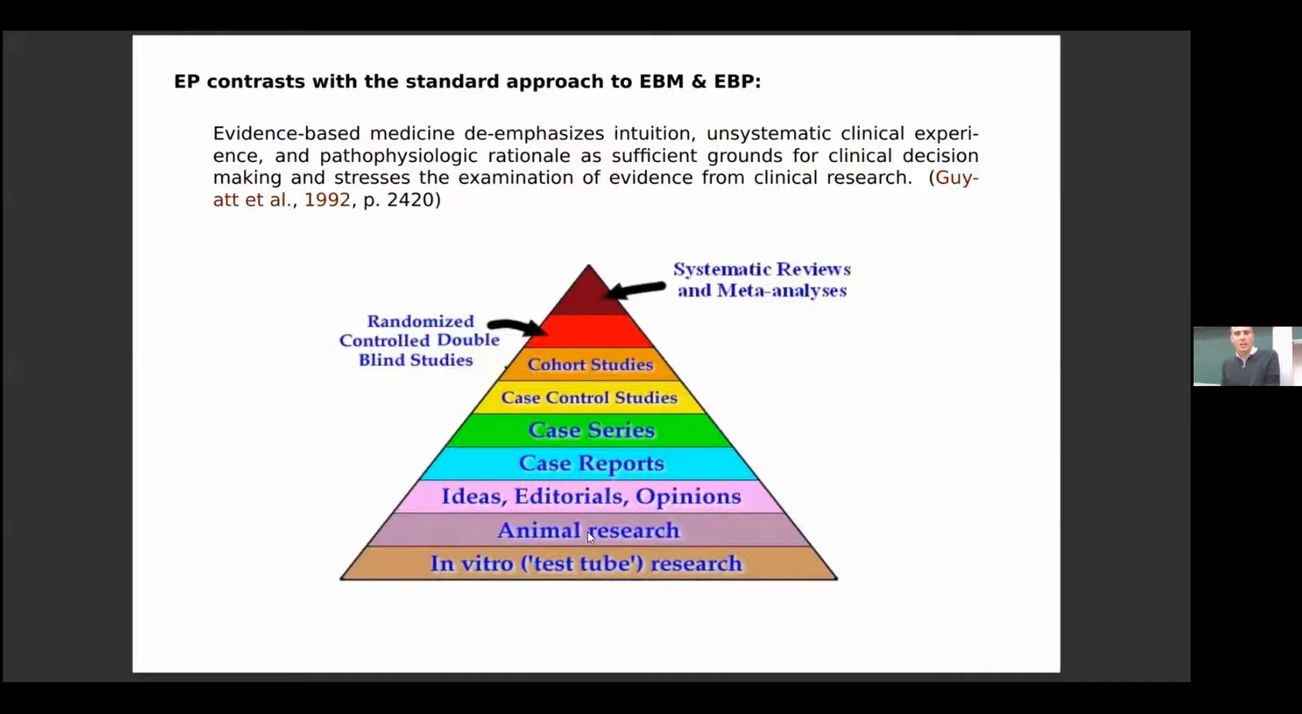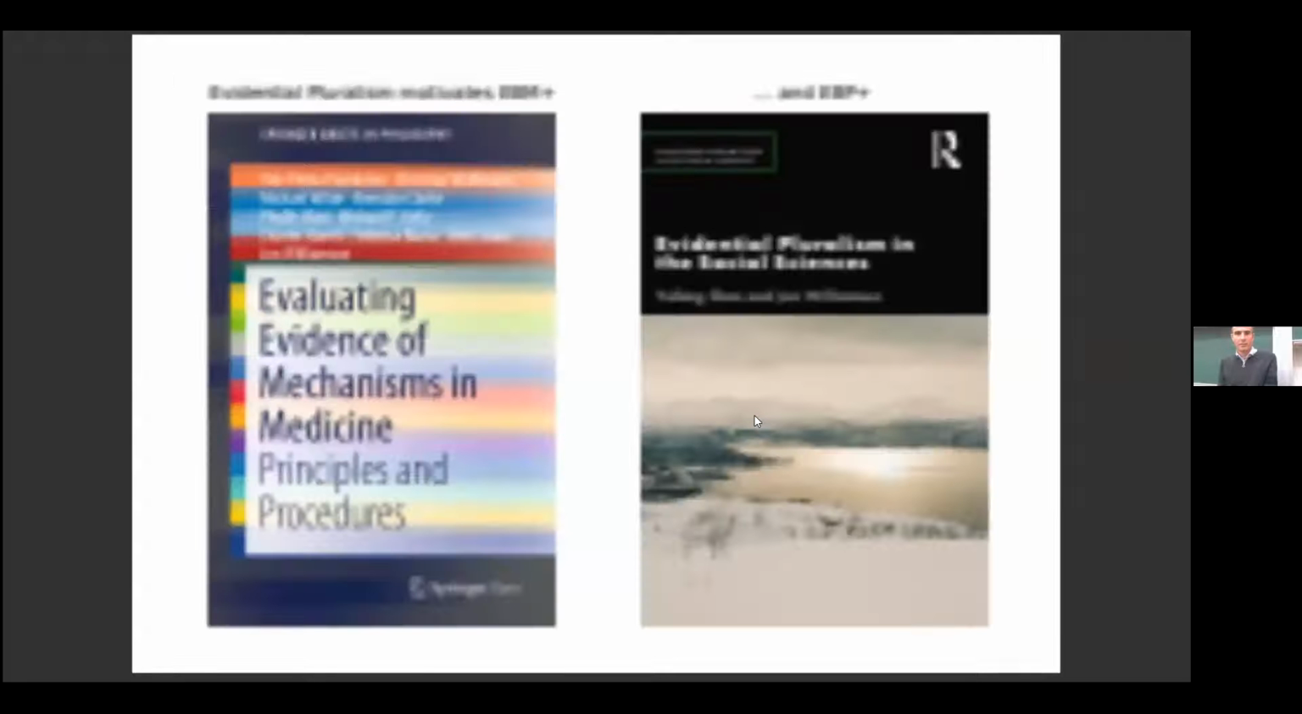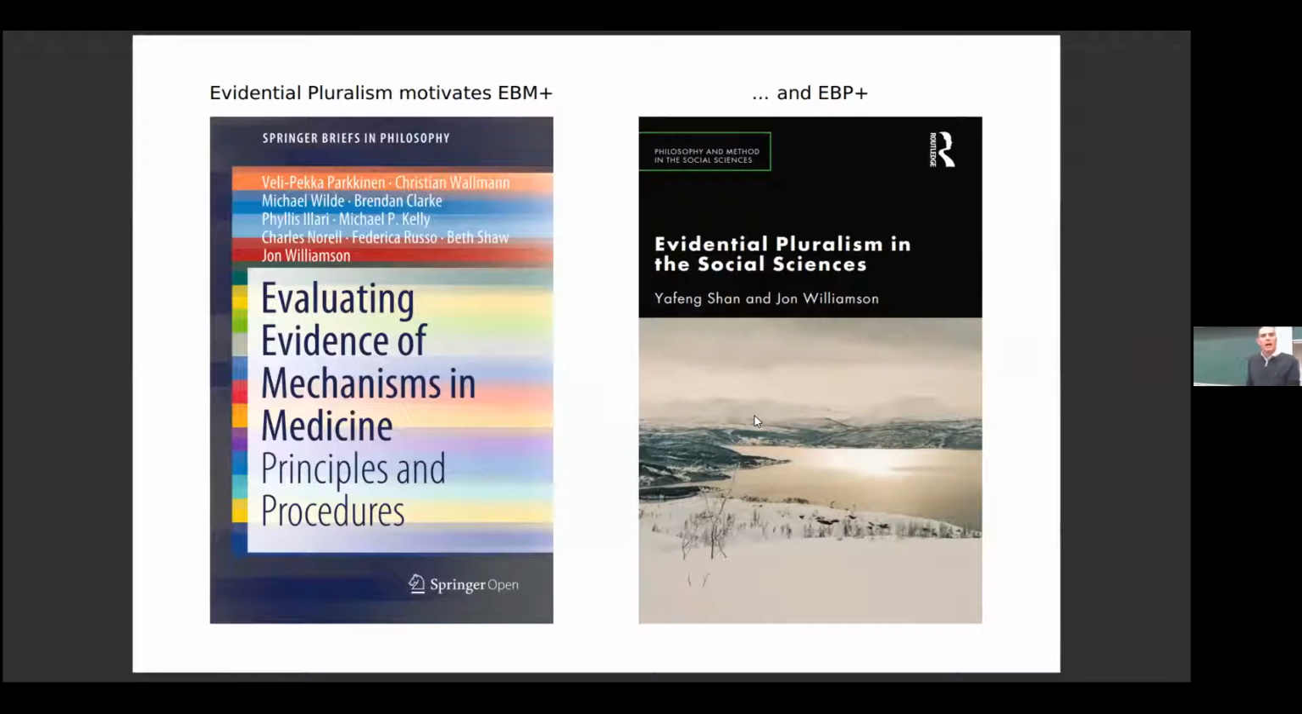Some evidence hierarchies, such as this one, put potential sources of high-quality evidence of mechanisms below ideas and opinions in the evidence hierarchy. And this goes against evidential pluralism because evidential pluralism treats mechanistic studies on a par with association studies. So in previous work, we've been looking at how to extend evidence-based medicine so that you can scrutinize mechanistic studies alongside association studies.